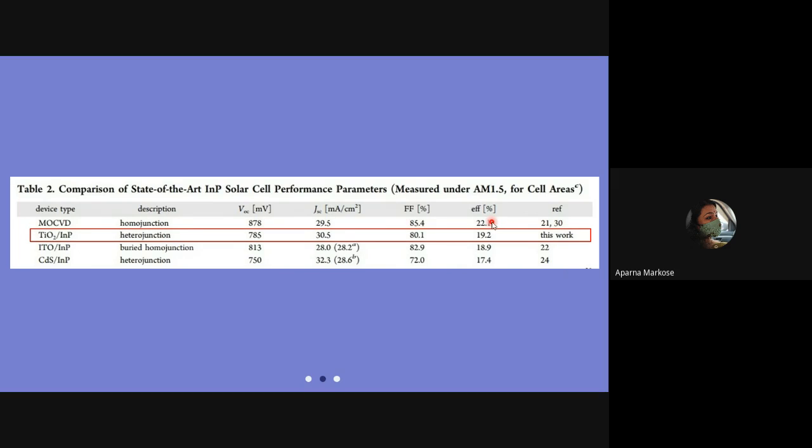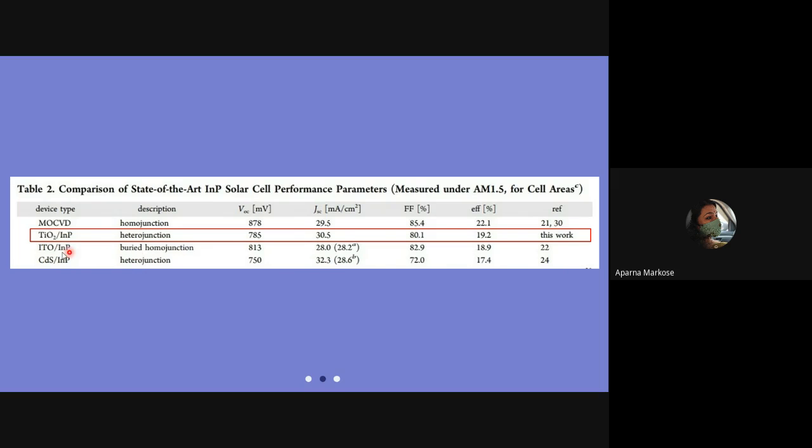So you can see the efficiency is 22.1. This is titanium dioxide, indium phosphide. In this work which we have discussed, it has 19.2. This is a heterojunction because we are using two different materials, indium phosphide and titanium dioxide. Indium phosphide is p type, titanium dioxide is n type.